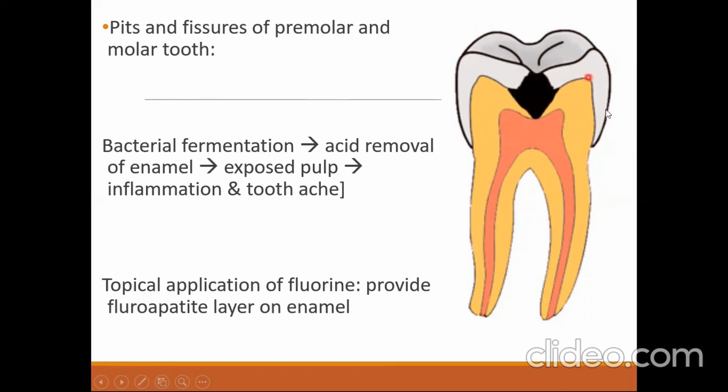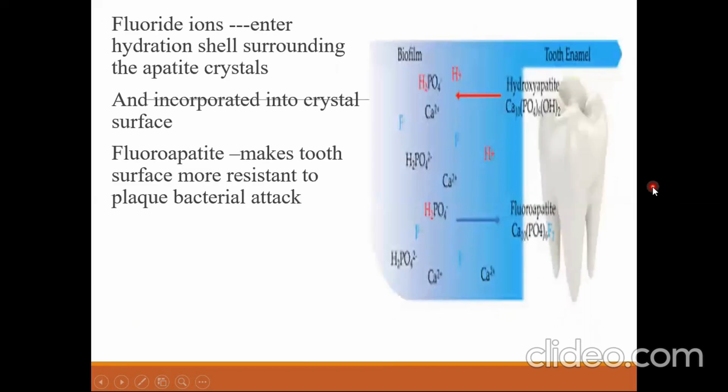What is the treatment for this case? It is topical application of the fluorine. They provide the fluoroapatite, that is a formation of fluoroapatite layer on the enamel, and hence it protects it. This fluoride ion forms the fluoroapatite crystal by entering into the hydration shell surrounding the apatite crystals and getting incorporated into the crystal surface. Thus it makes the tooth surface more resistant to plaque bacterial attack.